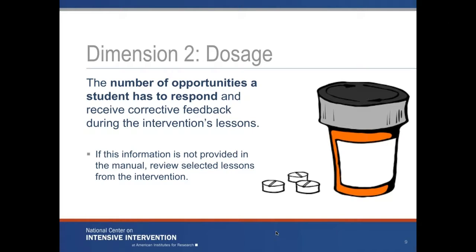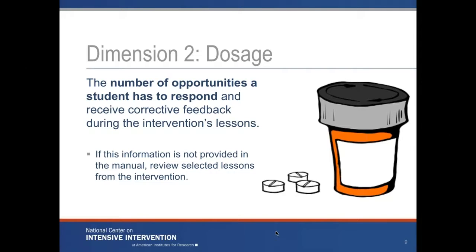And I suggest that you look at some lessons from the beginning of a program, some lessons from the middle, and some lessons from the end to try to give you a sense of how often students are going to be asked to respond, and will there be opportunities for the interventionist or the teacher or the tutor to provide support. During the implementation phase, you might decide to increase the intervention's intensity by increasing this dosage dimension, right?